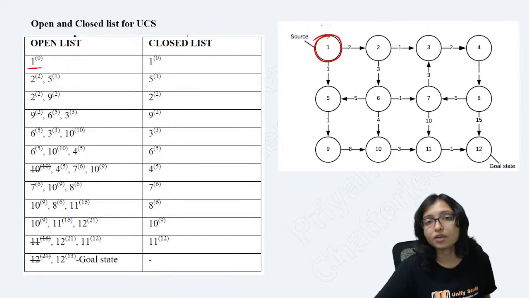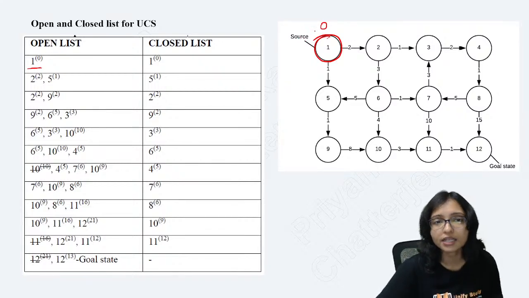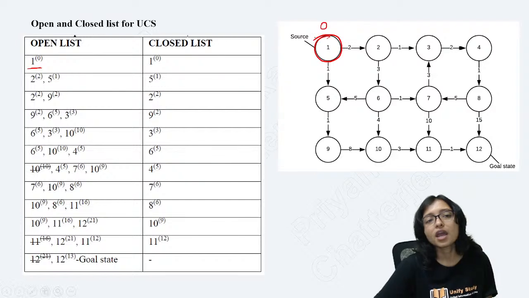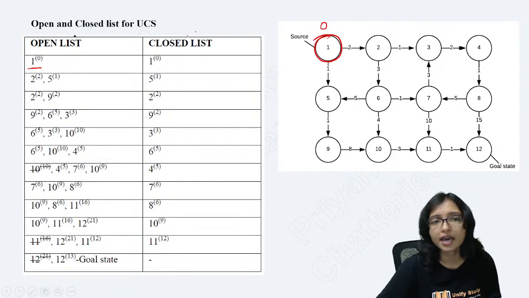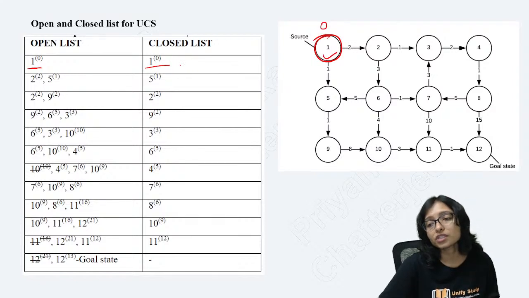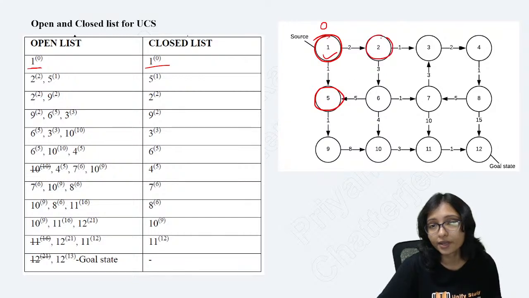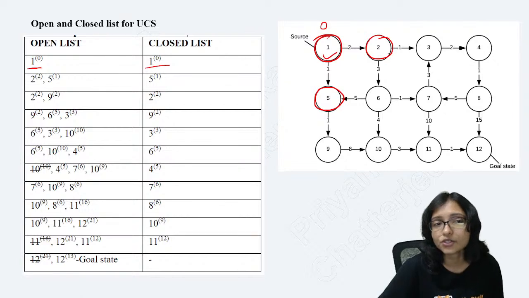In the current one, what is my cost? Now 0. I am here in the starting node, that's why 0. And only one option is there. So I will put it into the closed list, meaning this is now visited. Whenever I put it into the closed list, what is open now? This is open and this is open now in front of me. So 2 and 5 are open.